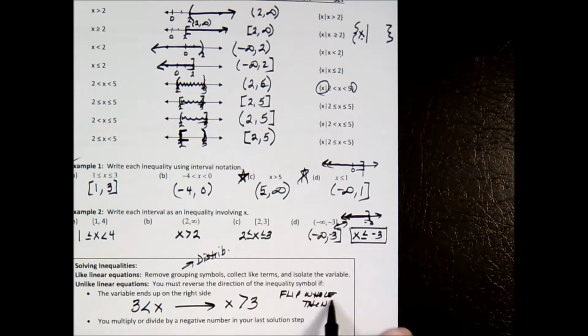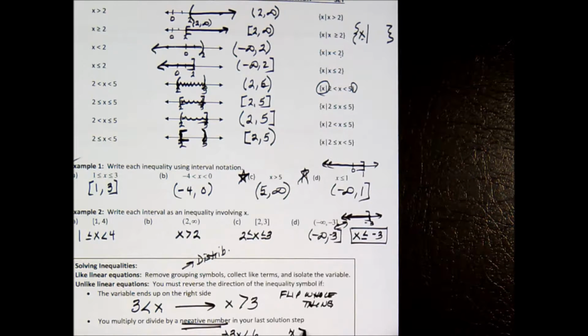The other time is if you multiply or divide by a negative number in your last step. So let's say you had -3x is less than 6. I divide by that negative. That causes just the symbol to flip. So on this one, you just flip the symbol. On the other one, you flip the whole thing.